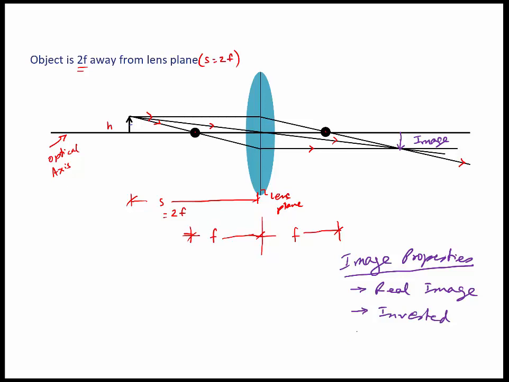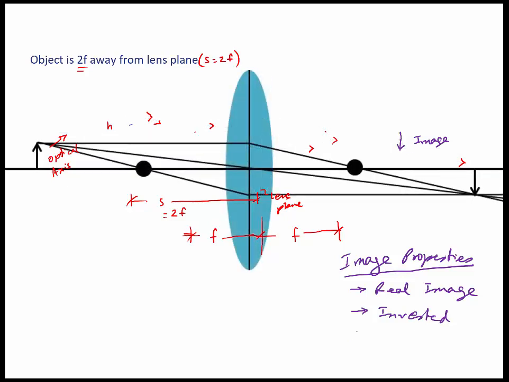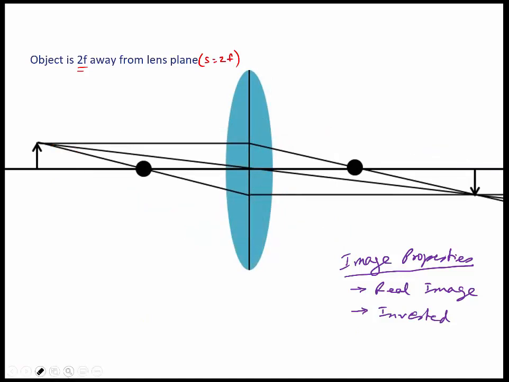So in order to do that, let me expand this, and I'm going to clean up some of the previous marks, and we'll continue our discussion. So this is the same picture as before, but I've just zoomed in. And so this s is 2f, this here is f, and the object height is h, the image height is h prime, and the image distance from the lens plane is s prime.